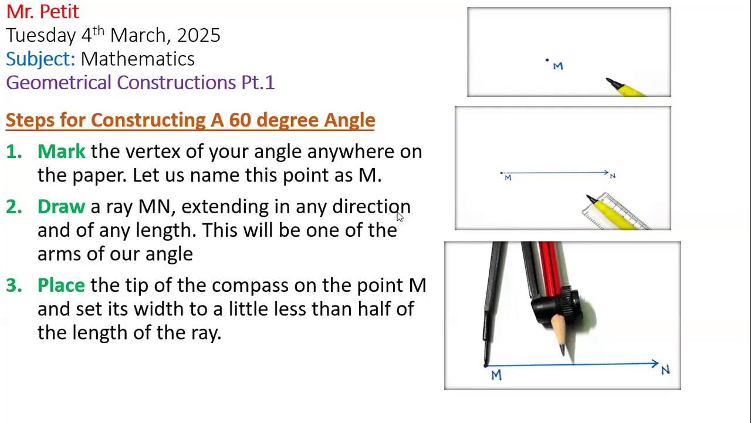So what we're going to do, the first thing, we're going to draw the vertex, call this M, right? Then from the vertex, we're going to draw a line to the right. This would be our ray. Our ray is MN. Then we're going to take our compass and put the tip of our compass at the point M. Then we're going to open the compass to a little less than half the length of the ray.